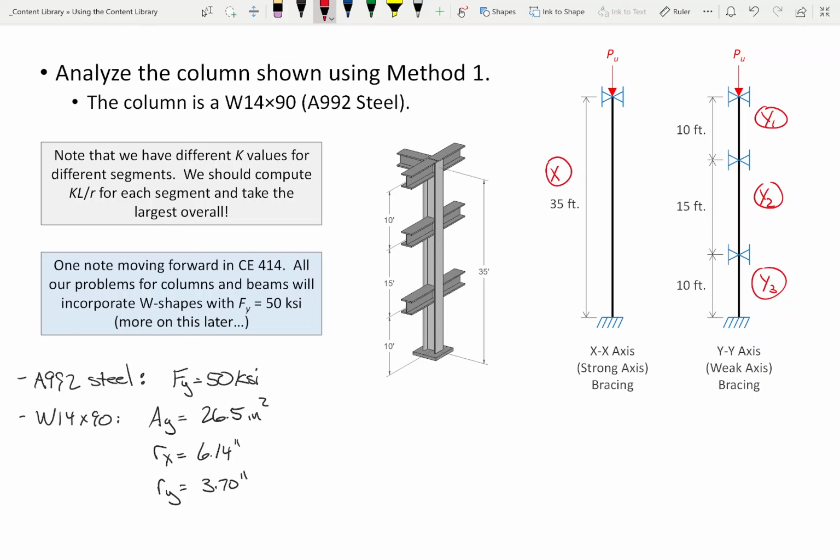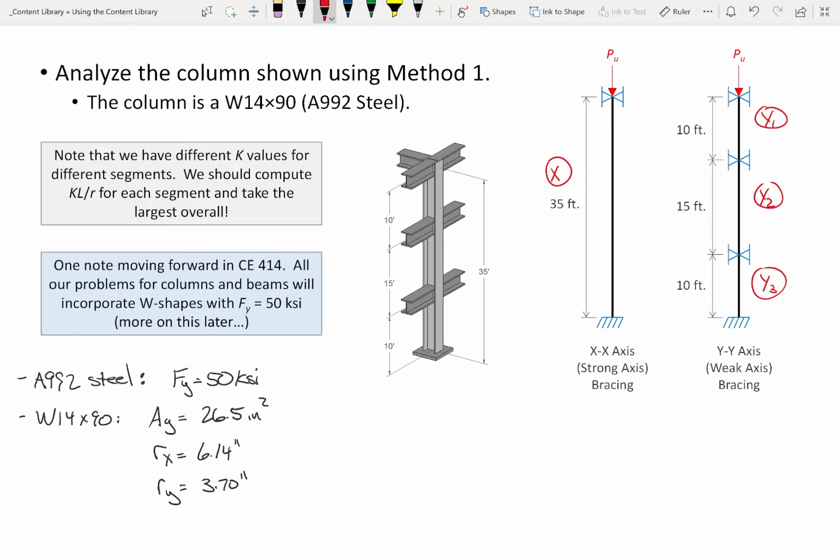But what about X and what about Y3? What's the deal with X and Y3? It is fixed on the bottom and pinned on the top. And so we need to look up that K value. So that means we need to break out our manual, right?